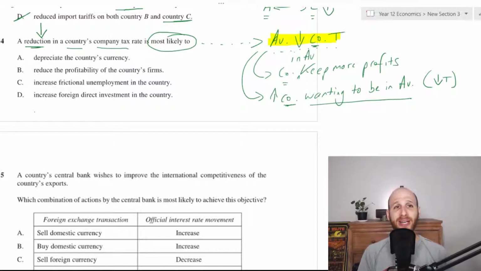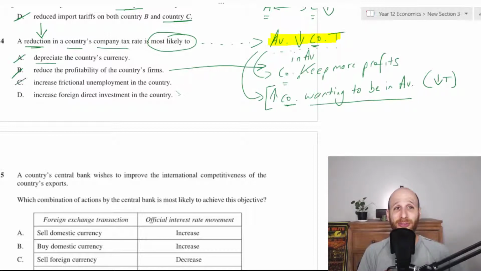So if I think about it here, and I go over to my possible answers, if I reduce the company tax rate, more people are going to want to invest in Australia. So rather than depreciate, actually it's going to appreciate because more companies will want to be in Australia, buy Australian dollars, appreciate the currency. Will it reduce the profitability of the country's firms? No, it will increase the profitability, because they will be able to keep more of their profits.